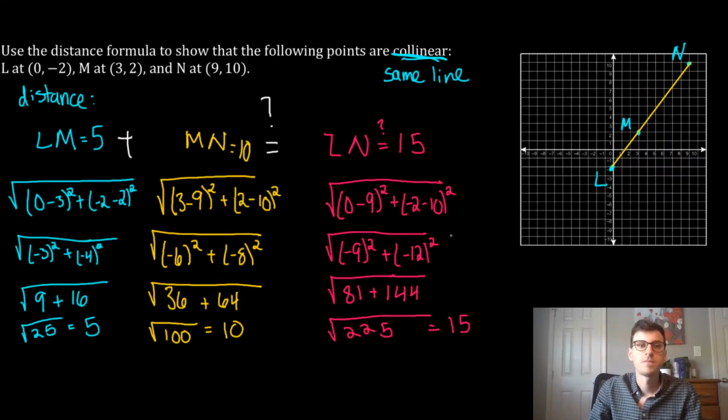So then we know that the following points are collinear because the shorter distances added up and were equal to the longer distance. If they didn't add up, if it wasn't the same, then they would not be collinear. So that's two examples for you, one shorter, one longer, of ways that you can use the distance formula to solve different types of problems.